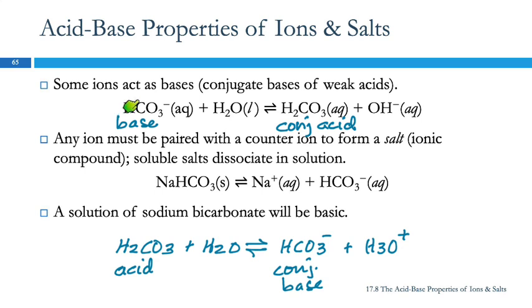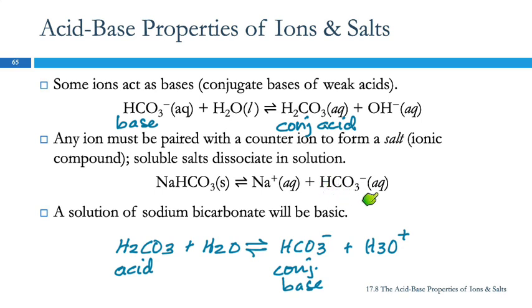So if we have HCO3 minus in solution, that has to be paired with a counter ion to form a salt. And remember, by salt we mean ionic compound. Soluble salts dissolve in water. So if we have sodium hydrogen carbonate, which is baking soda, when this solid dissolves in water, it produces sodium ions and hydrogen carbonate ions. We don't care about the sodium. The sodium just brought hydrogen carbonate to the party. Sodium's boring, doesn't interact with anybody. This is what we're interested in.